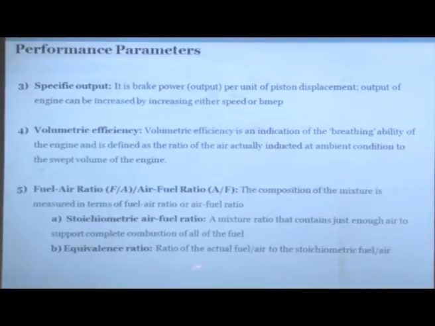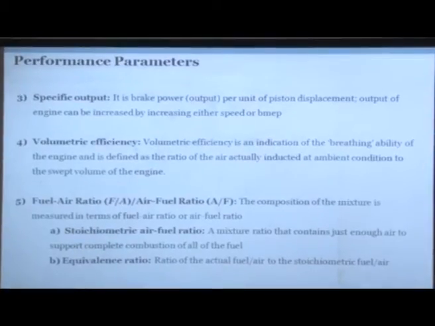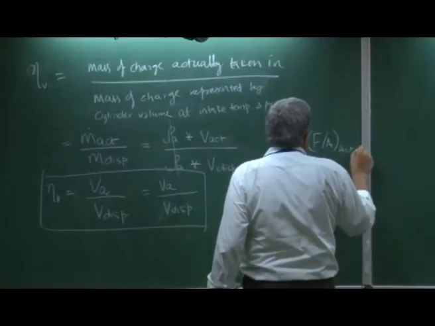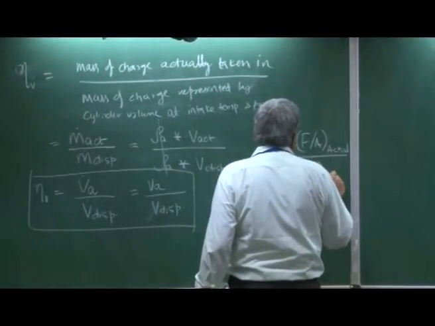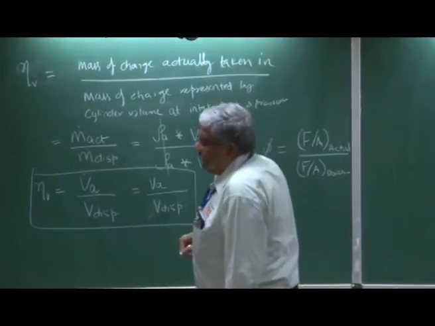Okay. What does it mean? It is a very, very important parameter. Equivalence ratio is actually represented by a parameter called phi, and this says fuel to air ratio actual divided by fuel to air ratio stoichiometric, right. That is what it says.